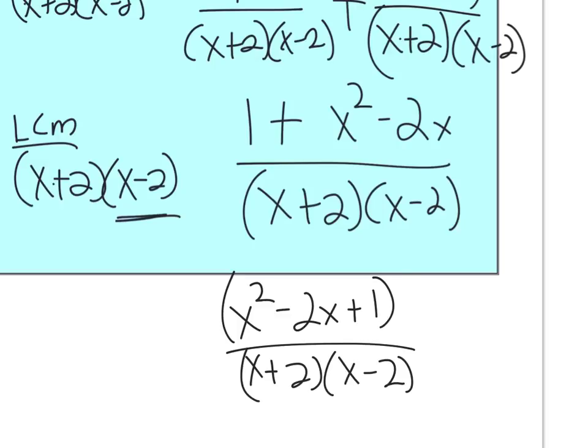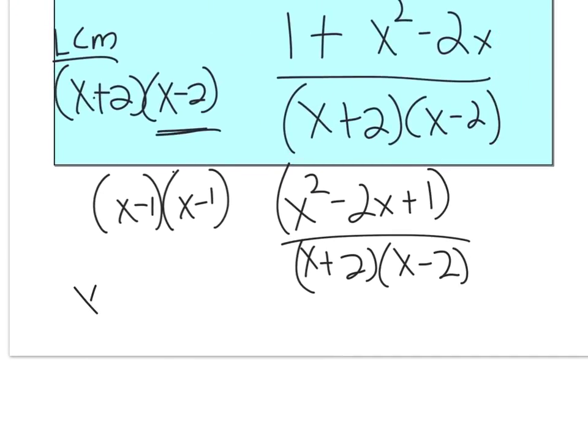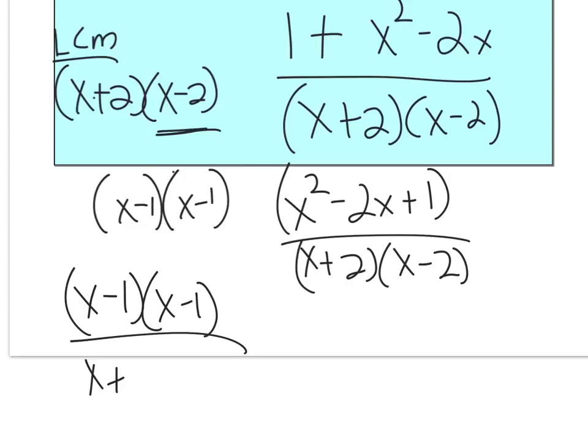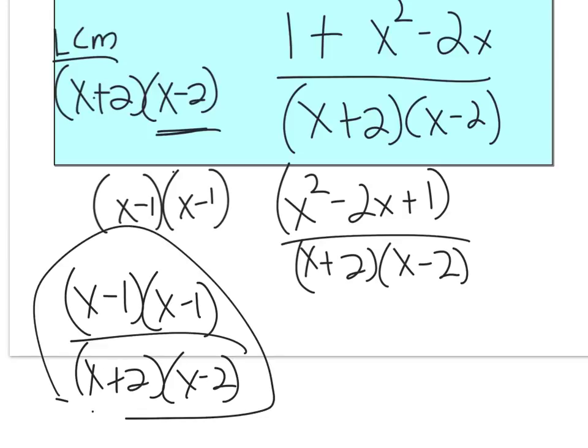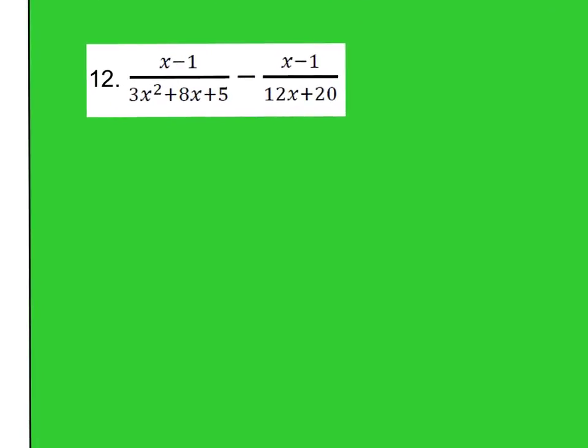Factors of 1 that add up to negative 2, this becomes x minus 1 and x minus 1. So my fully factored answer would literally be (x minus 1)(x minus 1) over (x plus 2)(x minus 2). Take a look at that. There was a lot to that problem. Good for you. All right, this is where the fun begins because this one's not easy.